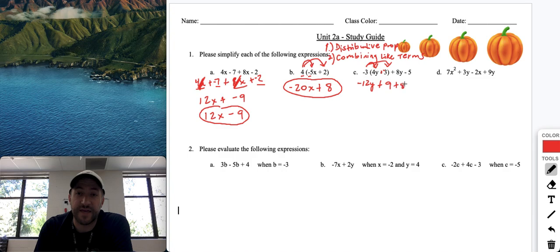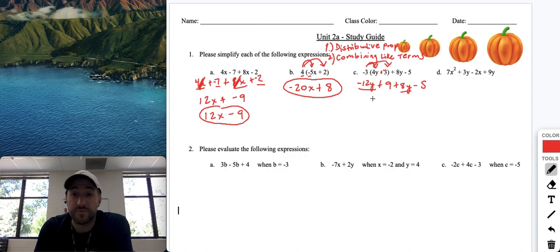Then I'll just bring everything else down at the end of that equation because I haven't used it yet. So now I'm going to go through and combine like terms. Negative 12y, I'm looking for any other term with a y in it, but with the same variable. So let's see, 8y, yep, that's a like term.